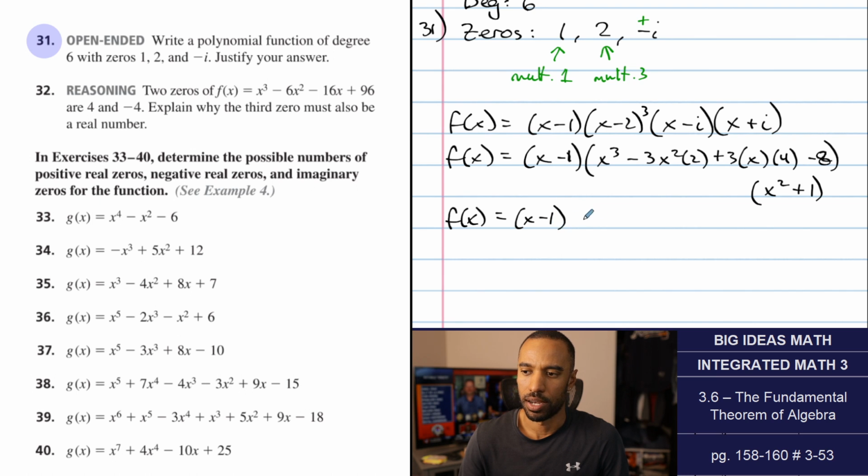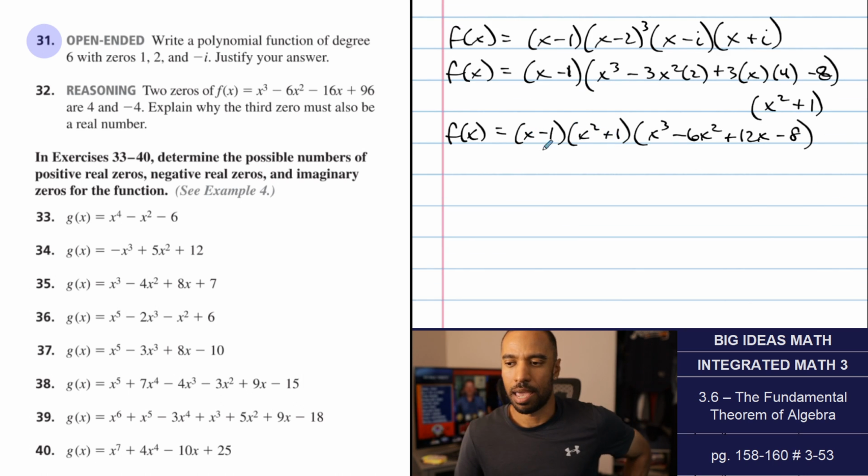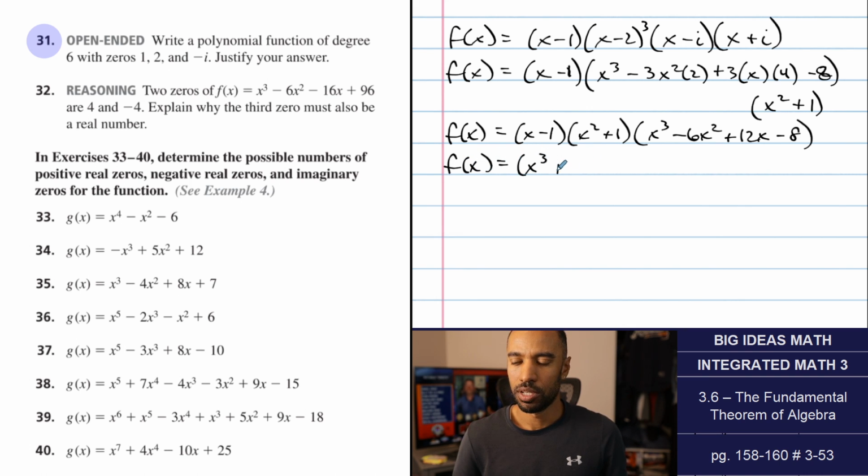X minus 1 times, I'll put the x squared plus 1 here, x squared plus 1 times x cubed minus 6x squared plus 12x minus 8. Okay, distribute 2 at a time. Let's go with these guys first, the two binomials. This leaves you with, in standard form, x cubed minus x squared plus x minus 1 when you multiply things out that way. And this is x cubed minus 6x squared plus 12x minus 8.